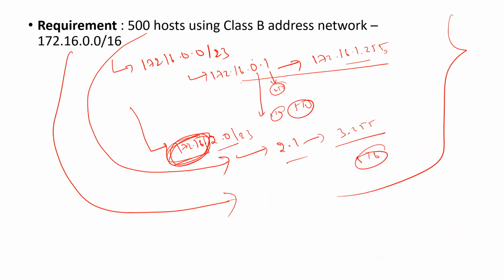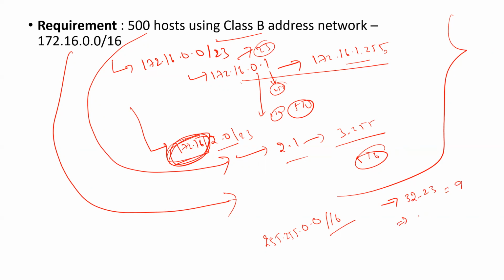By default for class B, what is the subnet mask? 255.255.0.0 in general for slash 16. But here our network is slash 23, right? So let's calculate that. First step is 32 minus 23. How much? 9.